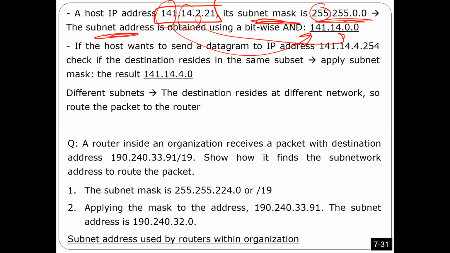As a host, as a computer, I know my subnetwork address. Is that okay? If I receive an IP, and I want to know if this host is my neighbor in the same network or not, all I have to do is calculate the subnetwork of this IP. If it is equal to my subnetwork, then yes, it is my neighbor. Otherwise, no. Right? So, for example, if the host wants to send a datagram to this IP, you have to check if this destination is in the same subnetwork as me or not. That's what I told you, right?